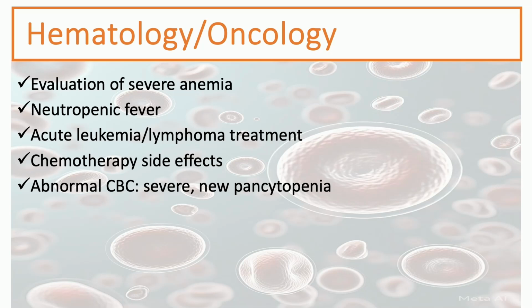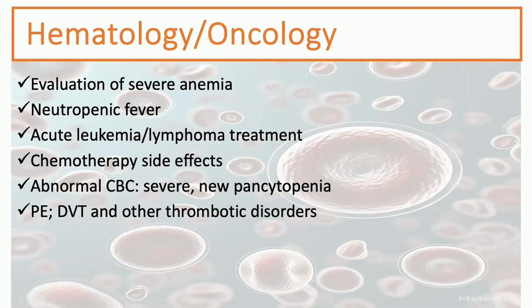Abnormal CBC, severe or new pancytopenia, how to approach this patient. Of course, again, most of the time you'll need the help of your hematology oncology colleagues, but you need to have a general idea what are the potential causes and how to approach complications that can arise from severely deranged CBC. Pulmonary embolism, DVT, and other thrombotic disorders, relatively common, but there are other complications that can happen. We talked about how PE symptoms can be very tricky, so keep that in mind. Have a low threshold really to test for pulmonary embolism in patients.